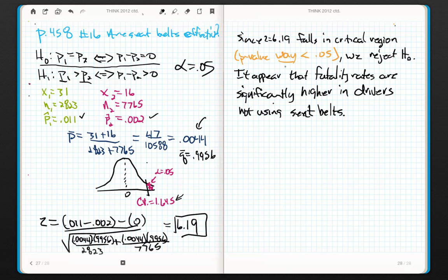If you think about this, the probability of getting values at least as extreme as z equals 6.19 standard deviations away from the mean is going to be very, very small. It's certainly going to be less than 0.05. We reject the null hypothesis. It appears that fatality rates are significantly higher in drivers not using seatbelts. Ta-da! And we're done. That's how it works.